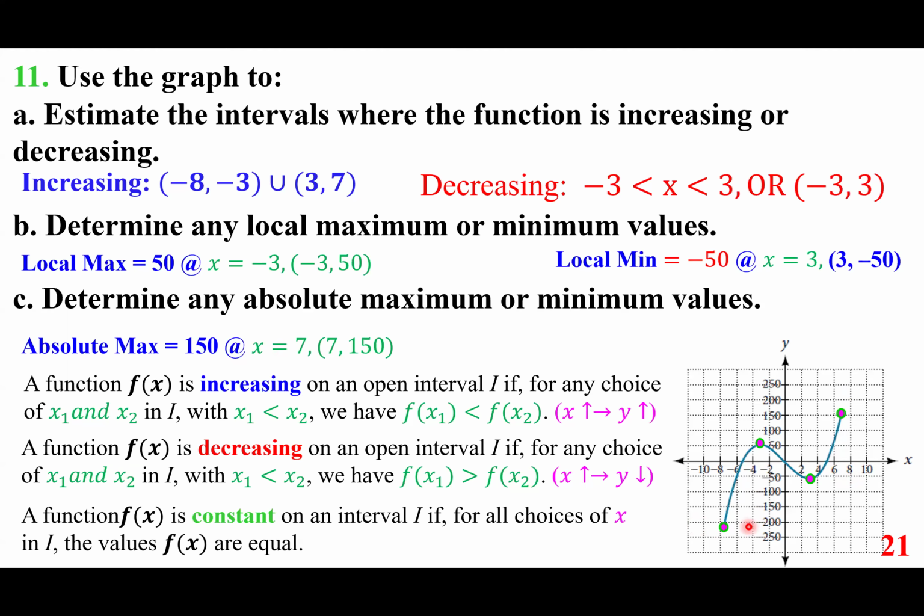And this is probably 210, 220, 225, whatever you read, I'm okay with that. Of course, negative, so -225. And the x coordinate is 8 to the left, -8. So we're going to write absolute minimum is -225 at x equals -8. This is rough, okay?